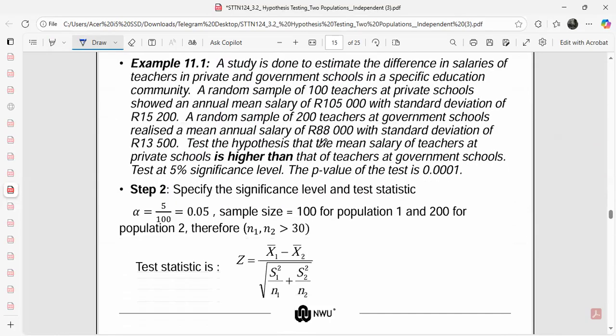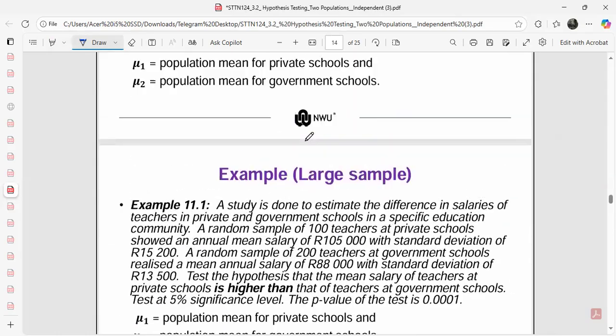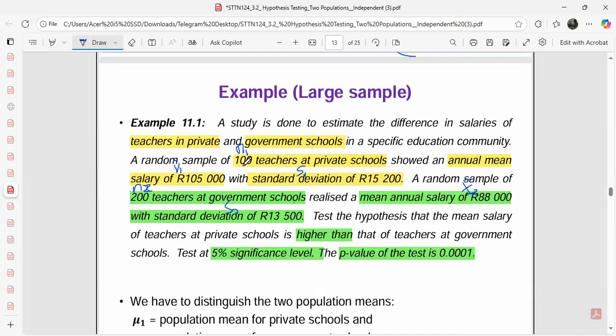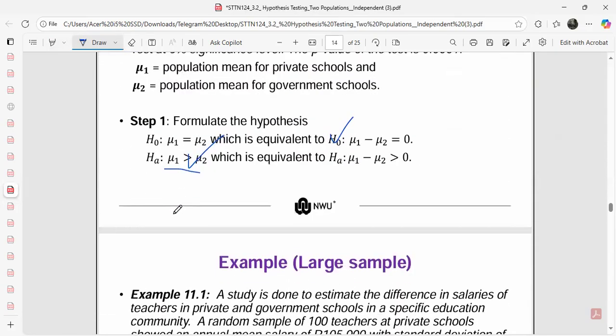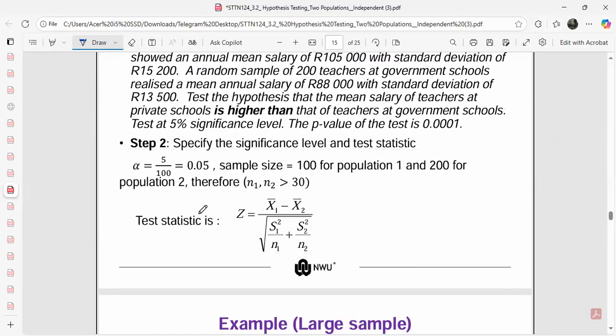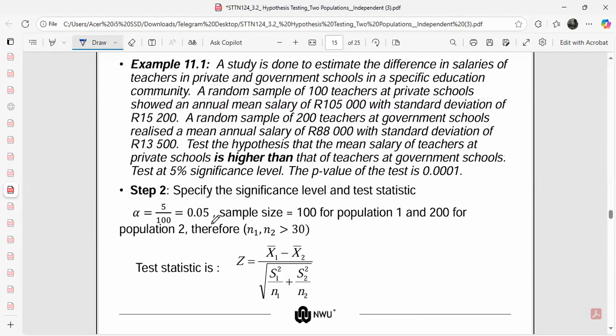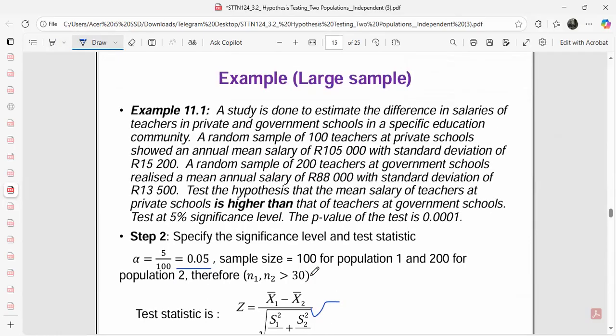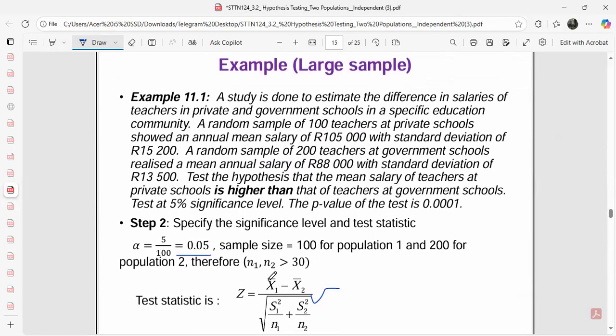Step number 2, the formula. Remember, when you look at N1 and N2, N1 is 100, N2 is 200, so they are above 30. We say that if N1 and N2 are greater than or equal to 30, we use the large sample, which is the Z formula. This is the formula under step number 2. You specify the level of significance, which was 0.05, and you write down the formula for the test statistic.